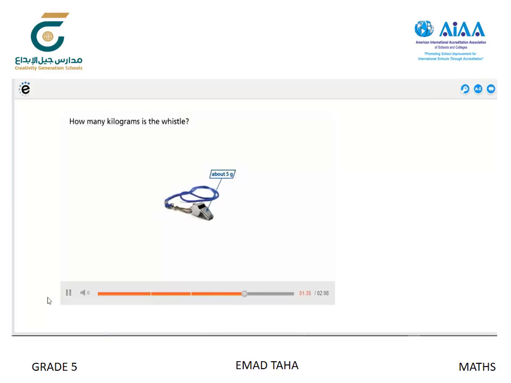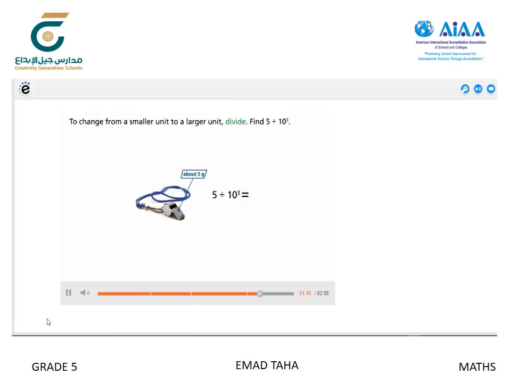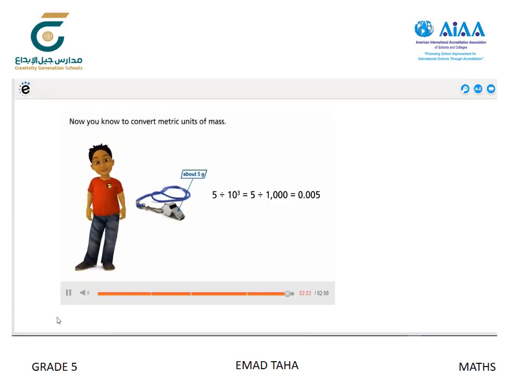How many kilograms is the whistle? To change from a smaller unit to a larger unit, divide. Find 5 divided by 10 to the third power. So, 5 grams equals 0.005 kilogram. So, a whistle has a mass of about 0.005 kilogram. Now you know how to convert metric units of mass.